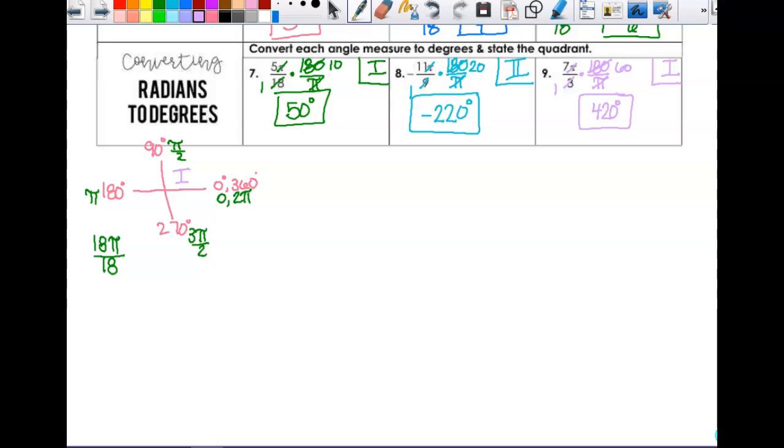What questions do you have? We good? Okay. The more fractional thinking you can do around the circle, the easier everything becomes, I promise.